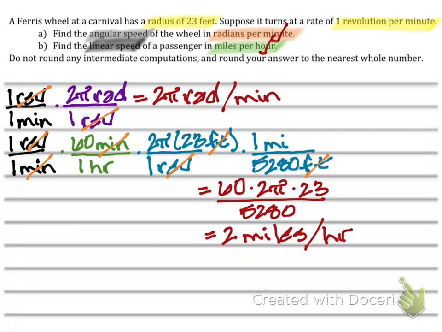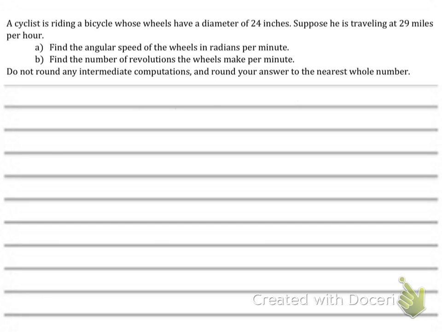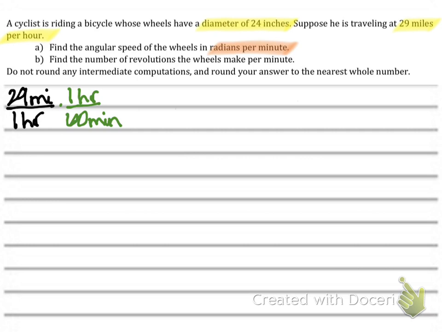All right, let's look at the next one. We have a bicyclist. Notice here they give us the diameter. So the circumference is just going to be pi d, right? And he is riding at 29 miles per hour. So first, they want radians per minute. I'm going to start with what they give me, 29 miles in 1 hour. And then I'm going to go ahead and take care of the time. So 1 hour has 60 minutes. So now I can cancel those hours and I have the minutes, right?